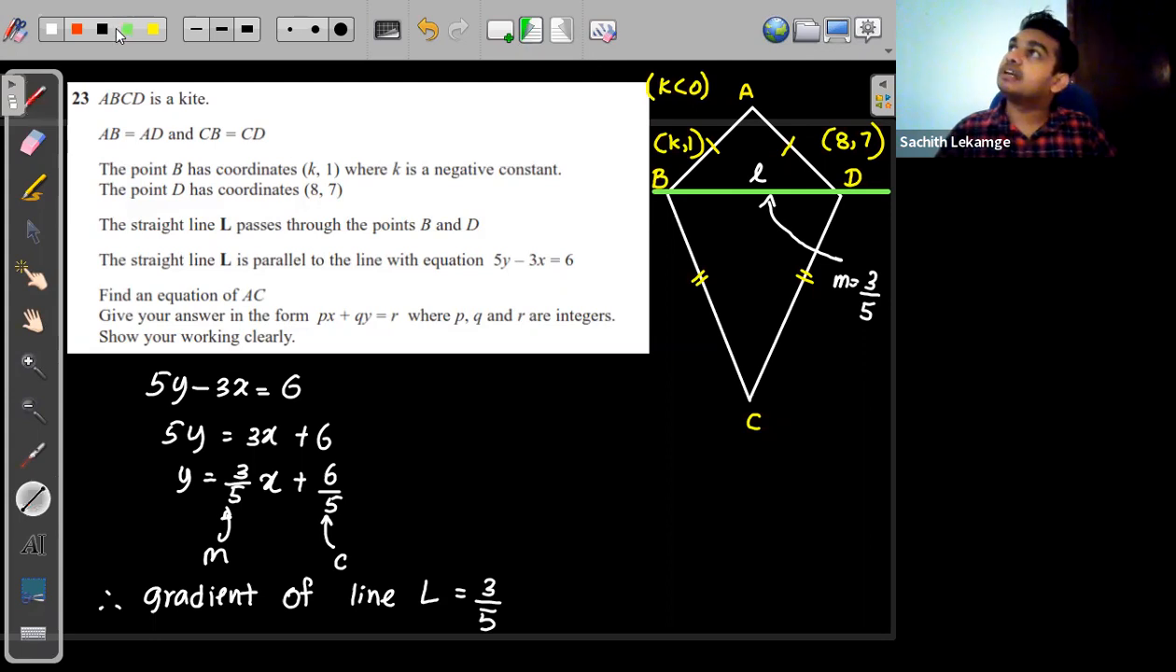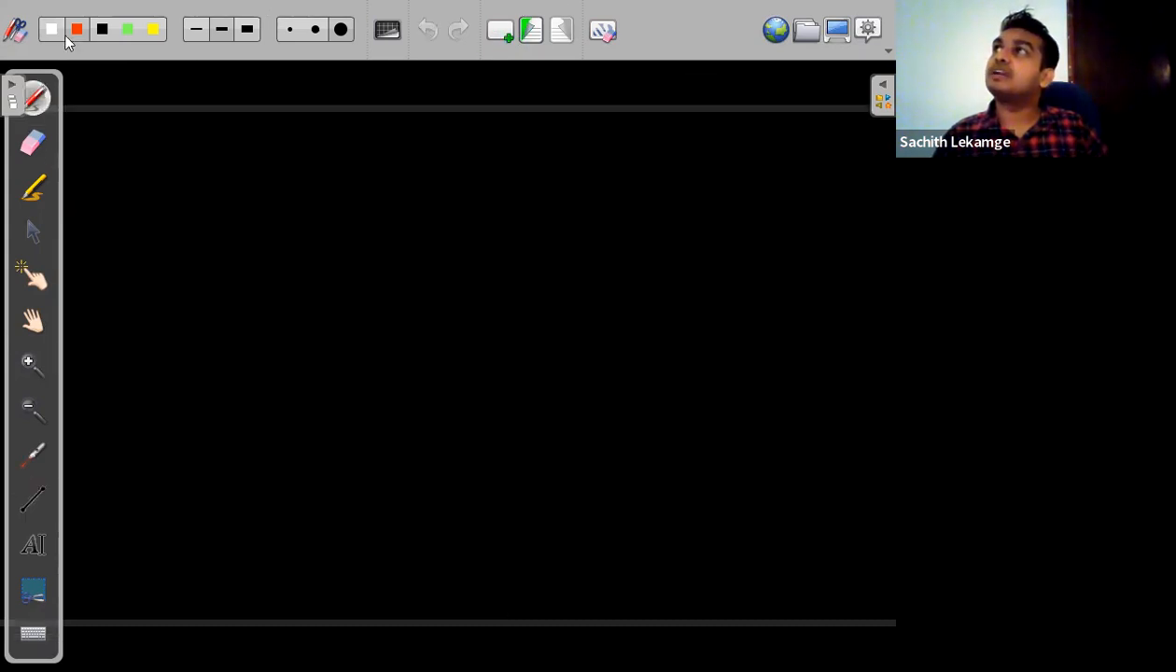AC, I will connect it. They need the equation of AC. What do you know about a kite, first of all? Let me draw a kite. Properties of a kite: what is a kite? It is a quadrilateral.